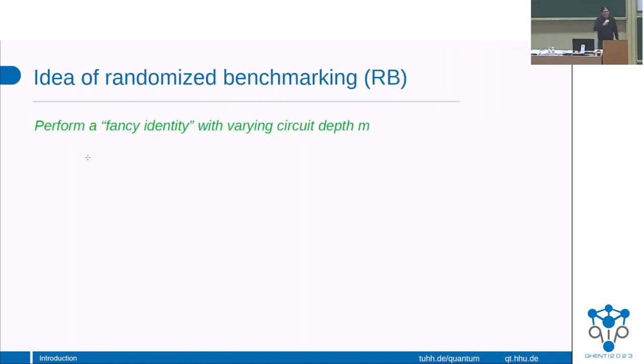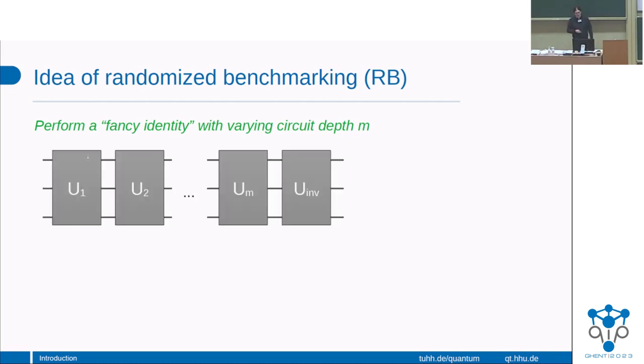So overall, let me quickly talk about what the idea of randomized benchmarking is. The idea is to perform a fancy identity on the system, but in a way where we can control the circuit depth. So what we are doing mostly is applying a sequence of unitaries U1 to UM, which we subsequently invert in the end. And then in the ideal world, we would find the system in the initial state with probability 1. Of course, in reality, this does not happen, so this probability is strictly less than 1. And what we moreover would expect is that if we increase m, the number of unitaries, then the noise would also pile up and we would get a smaller probability.